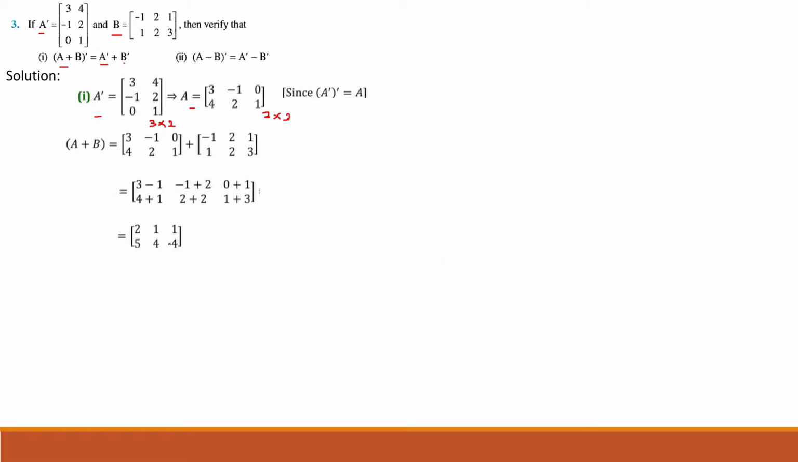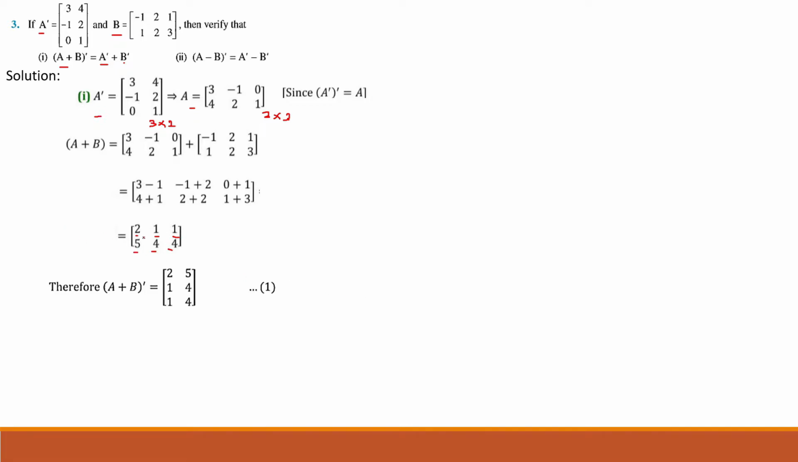Now here, because we have seen in the property that A transpose and its transpose is nothing but equal to A, that means after interchanging rows and columns it will be like this. The 3 by 2 matrix will become 2 by 3 and this is nothing but matrix A. So we have matrix A and B here. After adding these two matrices, we get the answer as 2, 1, 1, 5, 4, 4.